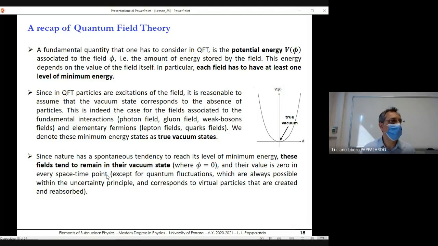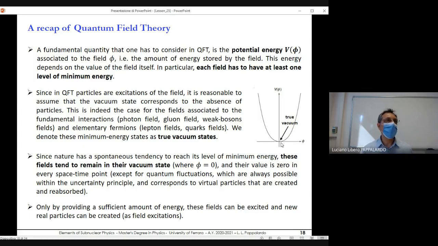Of course, the only exceptions are quantum fluctuation or vacuum polarization effect, if you like. This can always happen within the uncertainty principle. So even if you are in the lowest energy state here in the vacuum, quantum fluctuation is still possible. So you can, for a very short time, generate pairs of particles which are then reabsorbed, okay? These are oscillations, say, fluctuation in your minimum, in your ground state.